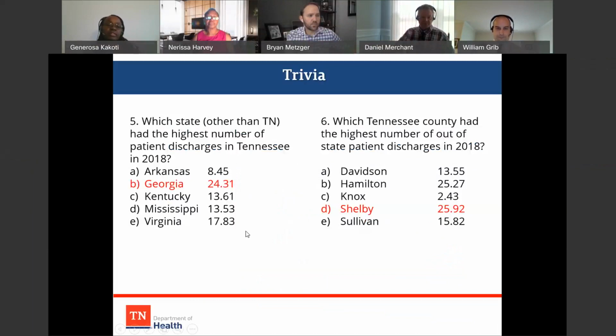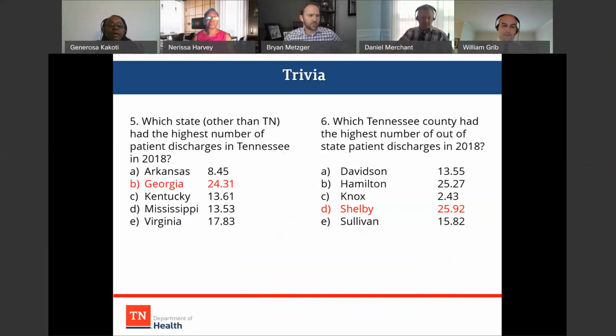Which state other than Tennessee had the highest number of patient discharges in Tennessee in 2018? It was Georgia. And this may not be surprising because, I think, in northern Georgia there are not that many hospitals. So patients go across the border to use Tennessee hospitals.